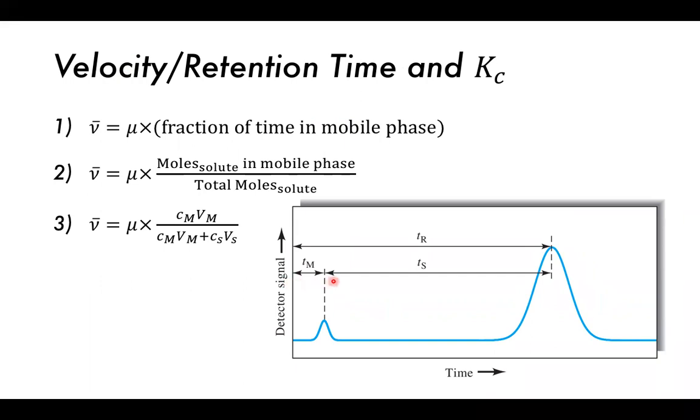So earlier we said this was 1 minute. This was then 10 minutes here. So that would be 1 over 10 because the total time was 10. So the velocity is equal to mu times the moles of solute in the mobile phase divided by the total moles of solute. And then that can be related to this: the velocity is equal to mu times the concentration in the mobile phase times the volume of the mobile phase, over the concentration in the mobile phase times the volume of the mobile phase plus the concentration in the stationary phase times the volume of the stationary phase.